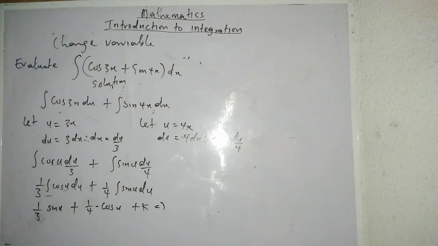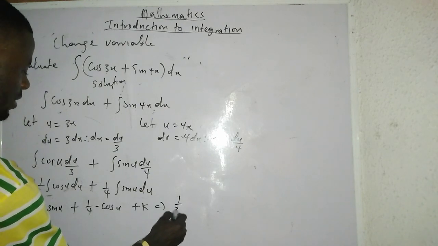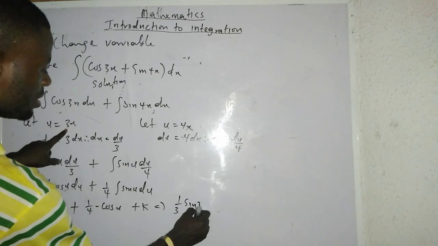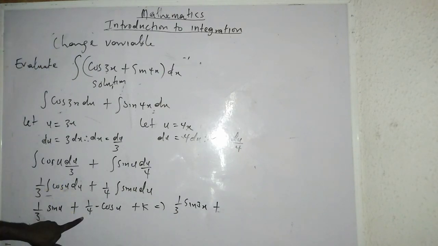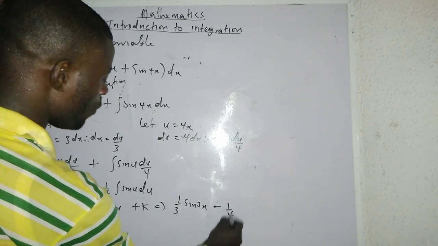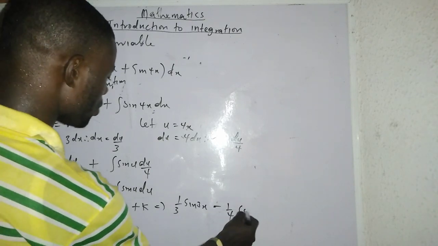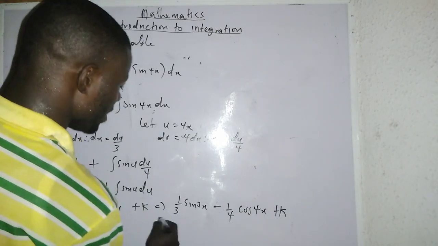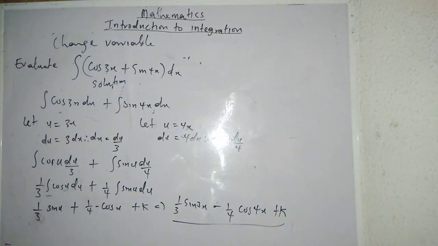Now, which also implies, what is my u? The u of the first one is 3x, and the u of the sine one is 4x. I can say that I have 1 all over 3 sin 3x, and plus minus, it will be minus 1 all over 4 cos 4x plus k. That is my final answer.